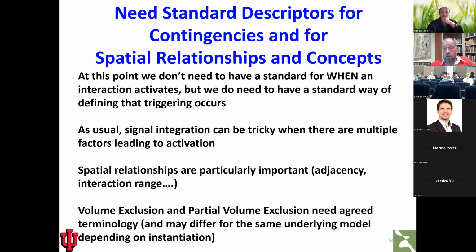We need a lot more to understand how spatial relationships work. We don't really have language to describe things like adjacency and interaction range, volume exclusion, partial volume exclusion. These are going to differ depending on some of the implementation choices as well. They're not purely biological reality. In reality, we have volume exclusion of spatial components, but very often in simulations, we don't enforce that. It makes it easier to deal with.